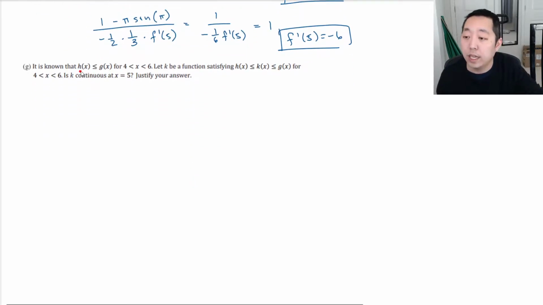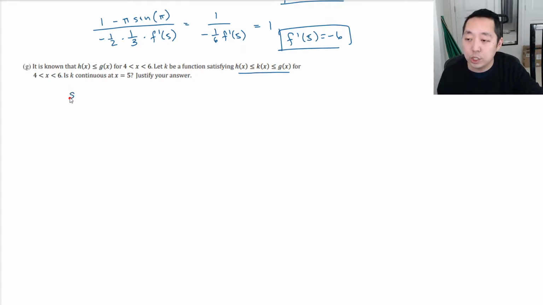Okay, and it is known that h of x is less than or equal to g of x for x between 4 and 6. Let k be a function satisfying this in between. Is k of x continuous at x equals 5? Justify your answer. So we have k of x as a function between h of x and g of x. It looks like they're having you do the squeeze theorem for this, and I actually don't remember if Calculus AB talks about the squeeze theorem, but it kind of must, because what does it mean to be continuous?